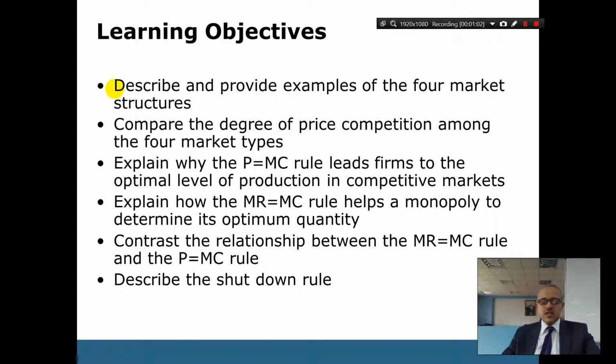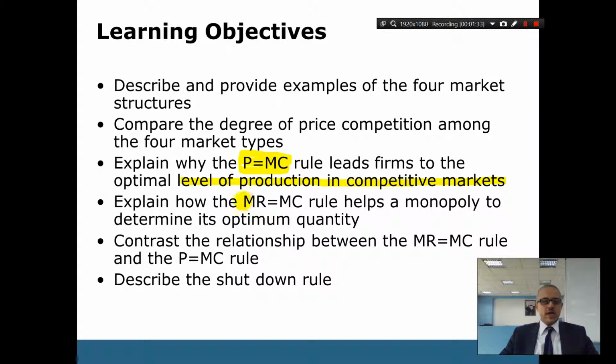The learning objectives of this course are to describe and provide examples of the four market structures, compare the degree of price competition among the four market types, and explain why P equals MC. Do you know what MC is? Marginal cost. When is P equal to MC? If it's a perfect competition. It leads firms to the optimal level of production in competitive markets.